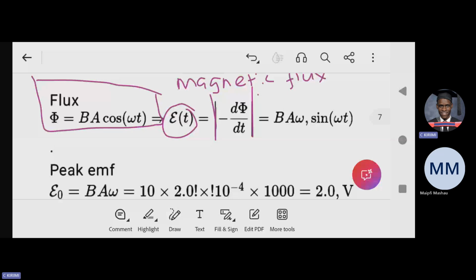So the peak EMF, remember the sine, when the sine is at its peak, sine omega t will be 1, isn't it? So at the peak, that's where sine omega t is 1, which means BA omega times 1 is just BA omega. That is the peak EMF. When sine is at its max, sine omega t has a value of 1. For a sine graph, the peak is at 1.